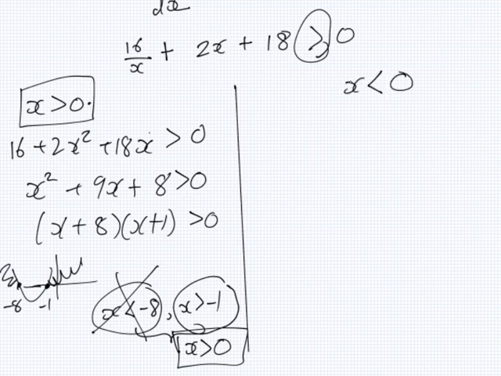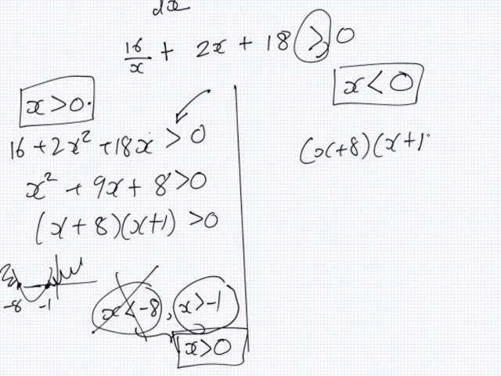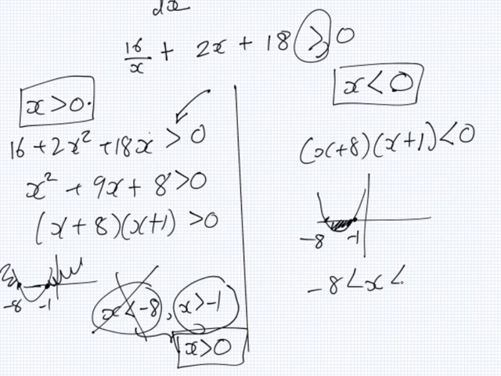Now let's look here. If x is less than 0, everything is the same, right? Except for what? This gets flipped around. So at the end we get this instead. X plus 8, x plus 1, smaller than 0, good. There's minus 8, there's minus 1. X is smaller than 0. And we want it to be less than 0, so we want this piece. Can I use both of these? Can I use this? Yeah, I can. This is good.